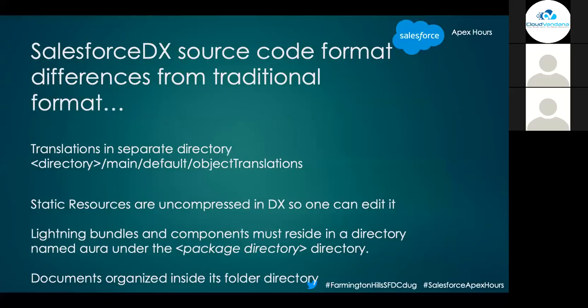Other important differences from the traditional code format: static resources are uncompressed in DX, meaning you can edit them in your IDE. Earlier, it used to be a .resource file and you could not edit it. It's a compressed file, locked for editing. But now it makes it super easy to develop your JavaScript based applications, because you can edit everything from your editor. Once you push the source code, the Salesforce CLI automatically takes care of compressing it for you, and when you pull it, it uncompresses it back so that you can work with it. Lightning bundles are organized, and documents are organized into their own folder directory. So it's a lot better source code format, basically. That's what I want to say.